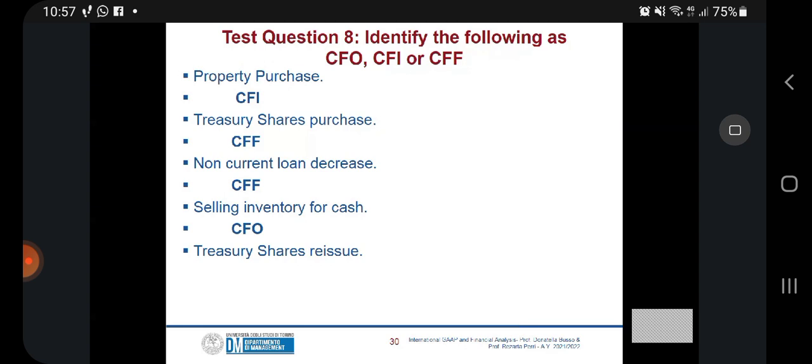Which category does this belong to? Financing. When I repurchase them, it impacts the financial structure. The same thing will happen when I reissue them in the market. So, part again of financing activity. Again, why? Every time I repurchase and reissue again, that will change the financial structure of the company.